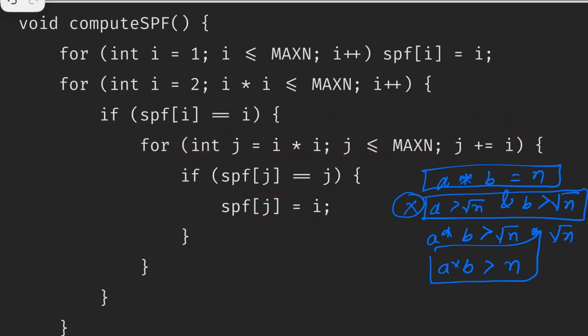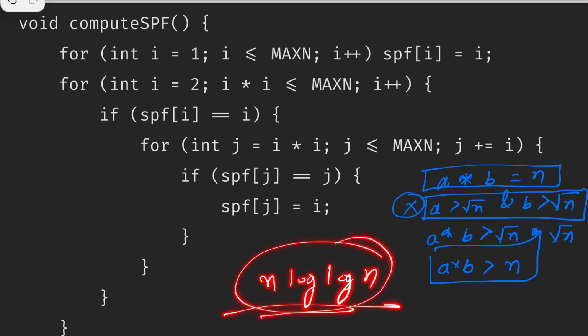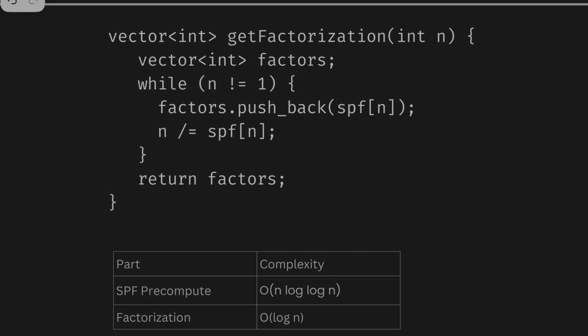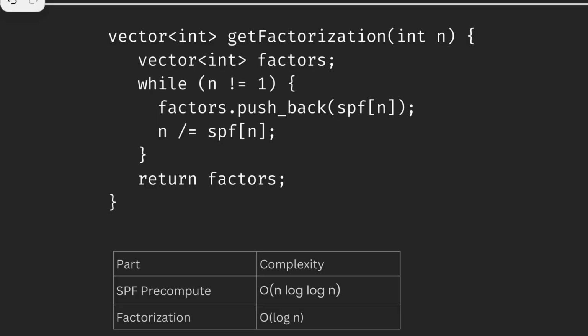See, if you don't understand this code or the time complexity of this, the time complexity of this is n log of log n. If you don't understand this code or the time complexity, I highly recommend you to watch the Sieve of Eratosthenes video. Now if they ask you to give me the prime factors of n, then it's very simple. By using smallest prime factor, you can get all the factors of n.